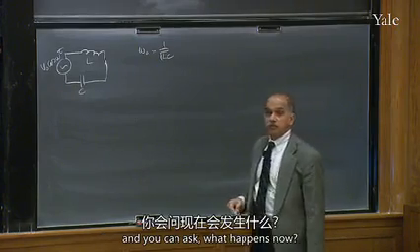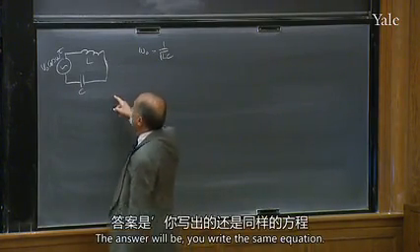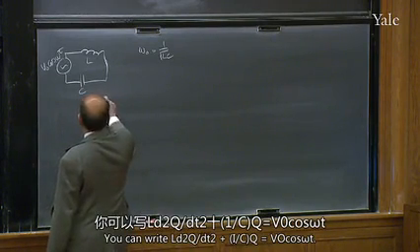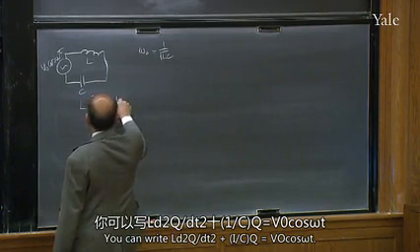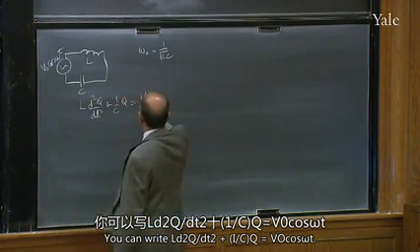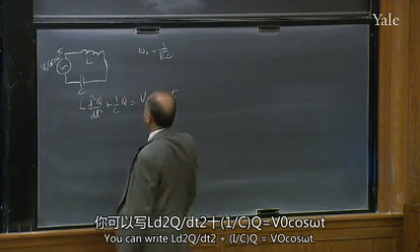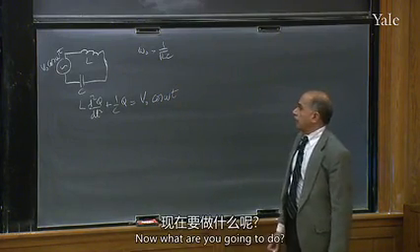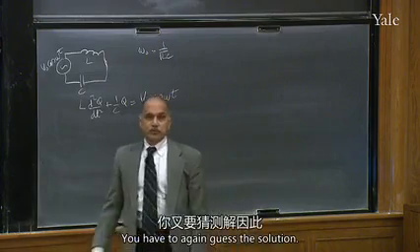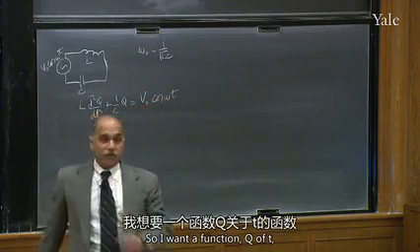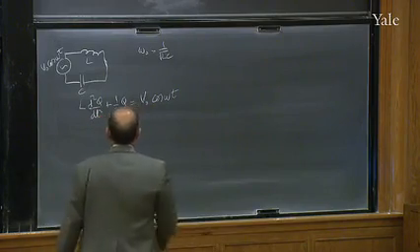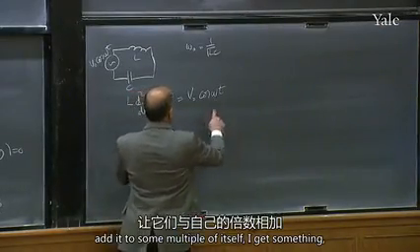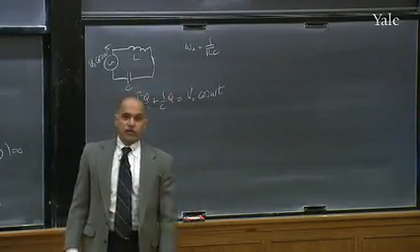And you can ask, what happens now? The answer will be, you write the same equation. You can write L d2q over dt squared plus 1 over cq is equal to V0 cosine omega t. Now what are you going to do? You have to again guess the solution. So I want a function q of t so that when I take two derivatives and add it to some multiple of itself, I get something times the cosine. So what should that function look like?